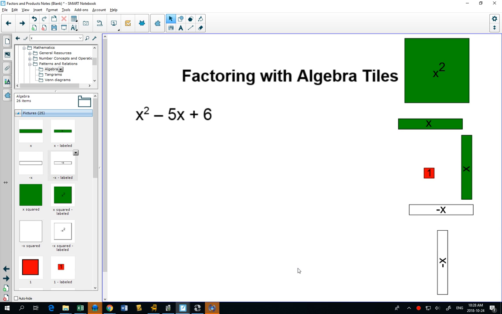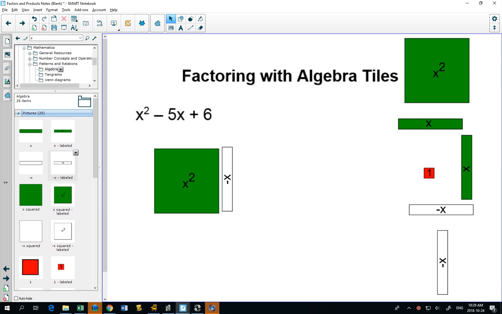So what you need to do if you're going to factor using algebra tiles is you need to gather the tiles you have. So we need 1 x squared, negative 5 x's, and 6 ones. And our job is to try to figure out how we could put this together in a rectangle. So this isn't necessarily fast, because you could be fiddling around with this for a long time.